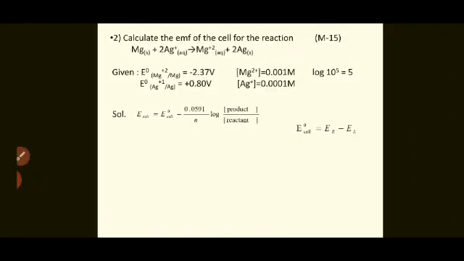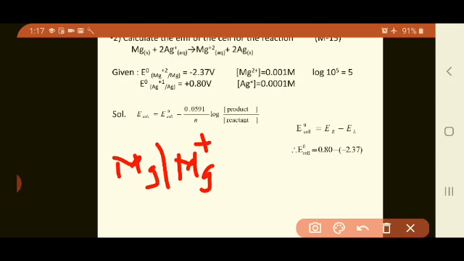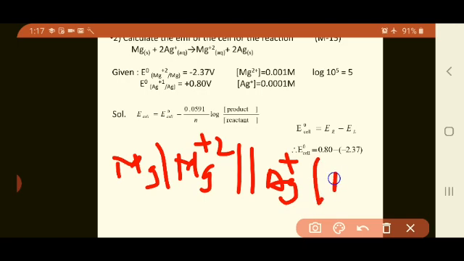Now here the E naught cell value is not given directly, so we have to calculate it first. Which formula can we use? E naught cell is equal to ER minus EL. ER means right hand side, and for this you must write the cell. So how to represent the cell here? We can write the cell as Mg, Mg2+, double vertical line, Ag+ and Ag. Now why do we have to write this? Because Mg is converted into Mg2+, that is loss of electrons, and hence it is oxidation.